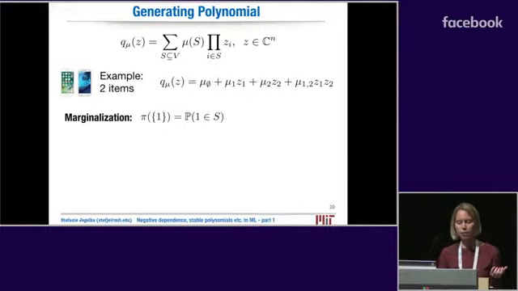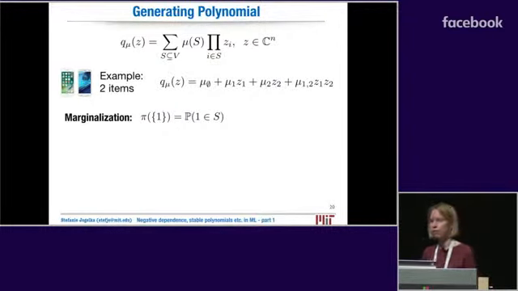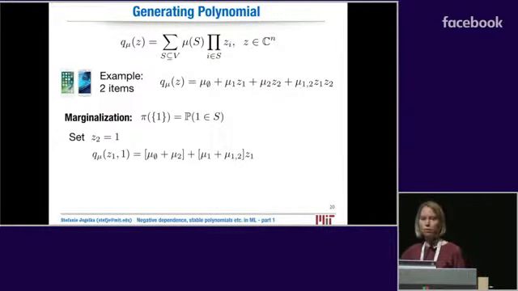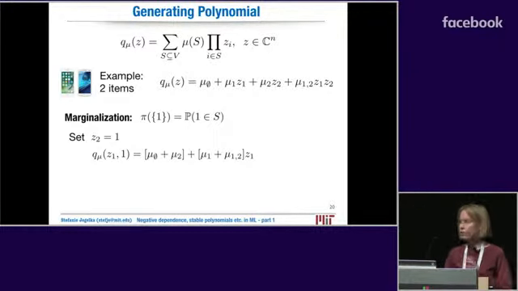The second one I want to show you is marginalization. So let's define a new distribution over just one item, the first one. That's just the marginal of 1. So basically, what's the probability of seeing item 1 in my sets? How do I get the generating polynomial for that one? What you do is you set z2 to 1. Basically, all the other variables, all the ones corresponding to items other than 1, you set to 1. And then I just collect the terms.